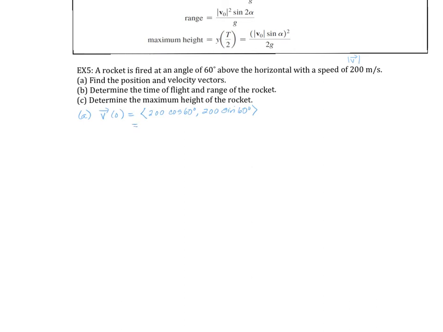That gives me the vector, so this is just the initial velocity now. Of 100, cosine of 60 is half, right? So that would be 100, comma 100 square root of 3. So I have my initial velocity. Also note that my acceleration, since the only force acting upon this rocket is gravity, and I'm in meters, it would be the vector 0, comma, negative 9.8.